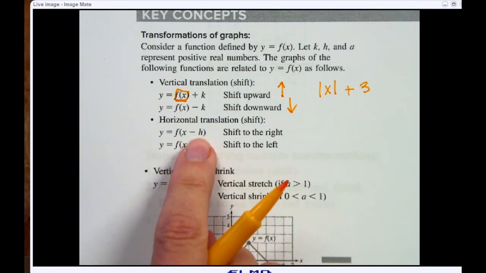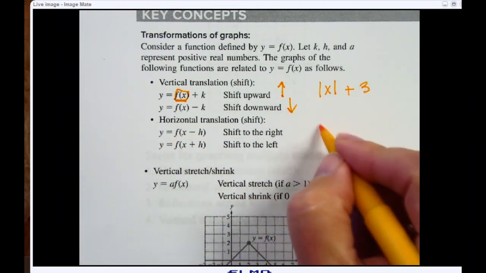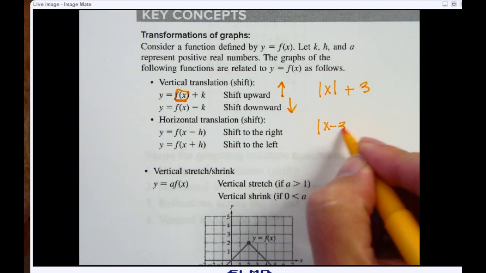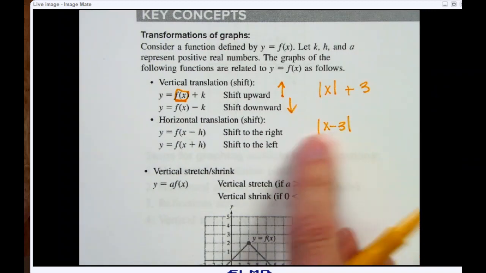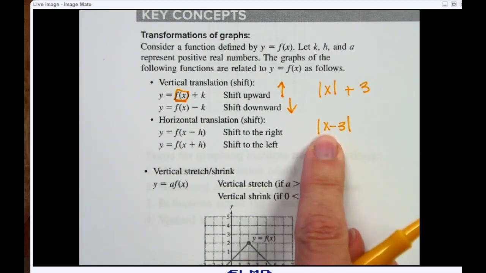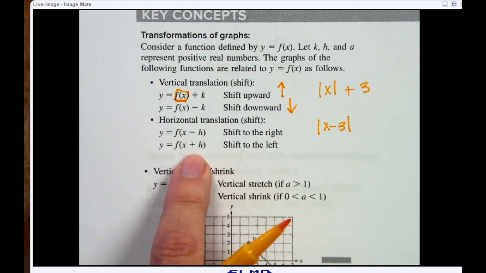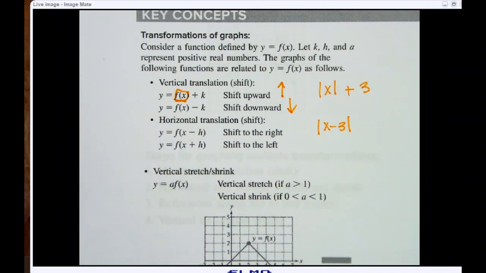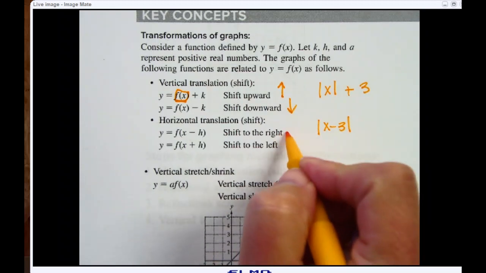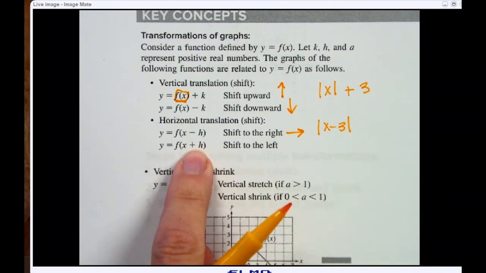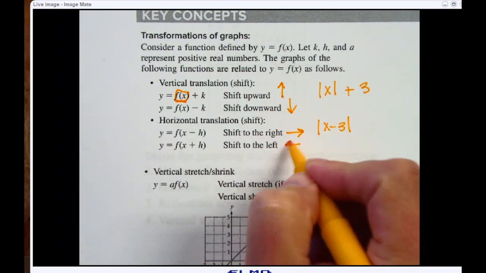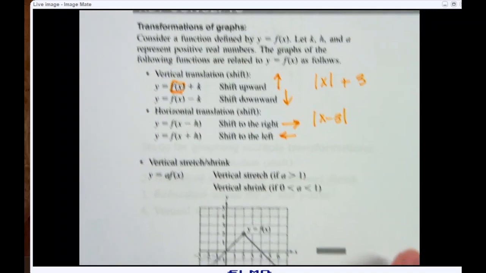And then this h, if it's inside your function, like we've got an x minus 3, it's inside the function this time. It moves it left and right, but key difference here. It's always opposite of the sign. So if it's a negative, it goes right. If it's a positive, it goes left.